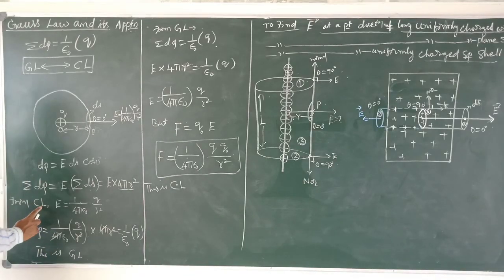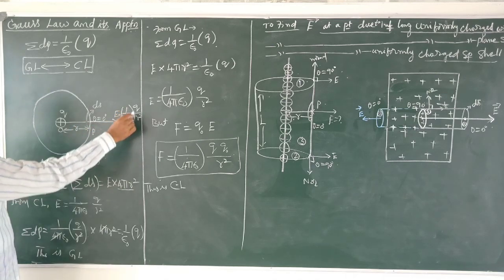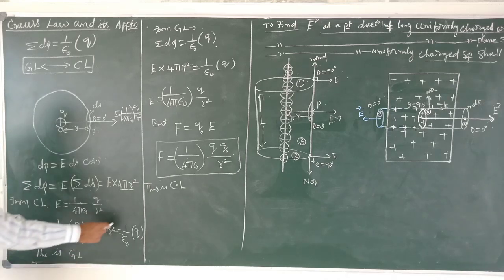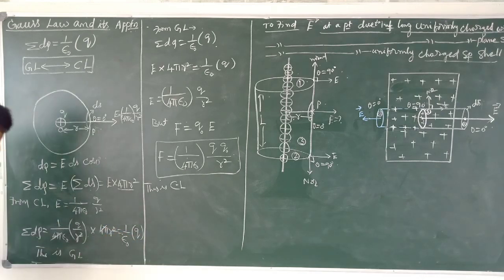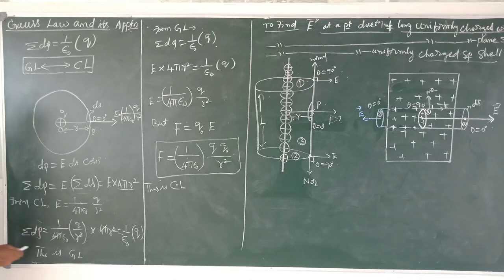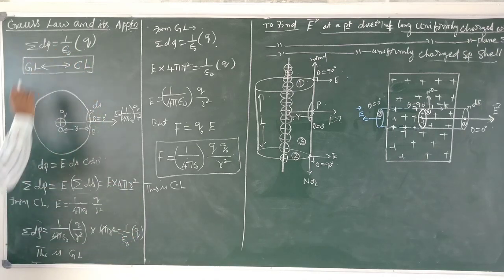Now, from Coulomb's law, we know that the electric intensity at this point is given by 1 by 4 pi epsilon naught q by r square. If we substitute for E in this, 4 pi goes with this, r square goes with this, and the total electric flux is given by 1 by epsilon times the charge enclosed. Therefore, using Coulomb's law, we have deduced Gauss law. What does Gauss law say? The total electric flux through a closed surface is equal to 1 by epsilon times the charge enclosed.